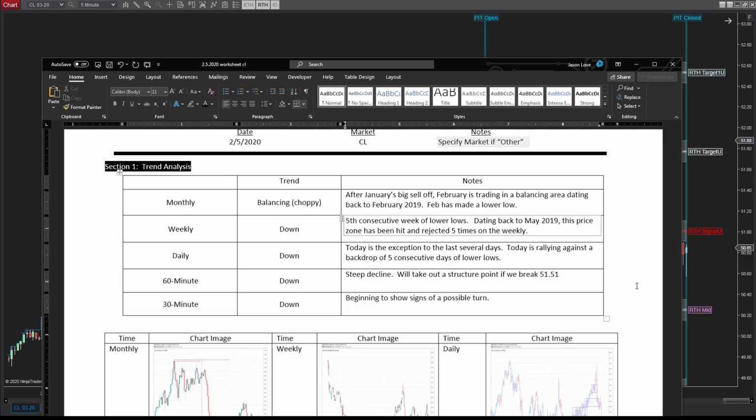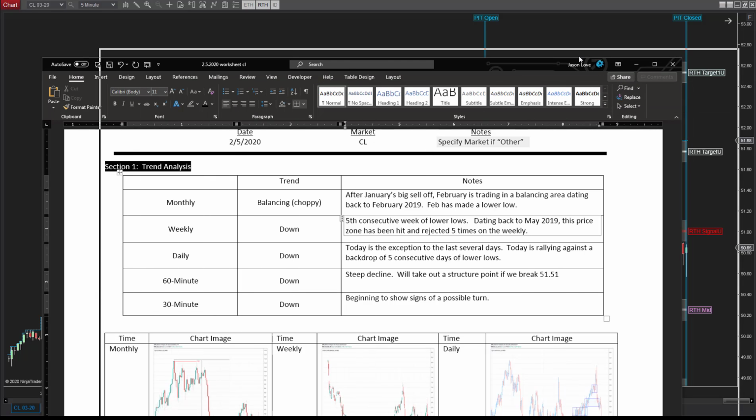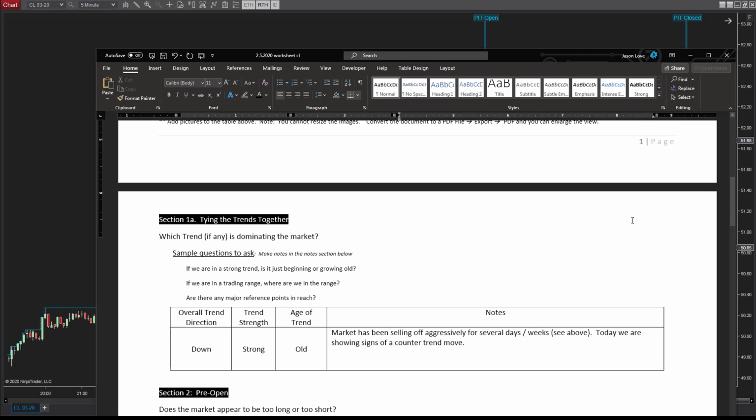The price area right around 51.50 to 59 has been hit in that zone 5 times and rejected on the weekly chart. However, the market was still looking to the downside. The daily chart, with the exception of today, was rallying against a backdrop of 5 consecutive days of lower lows. Then, of course, we had a steep decline on the 60-minute chart, but we did have a structure point up there around 51.50. That set the tone for us here today.